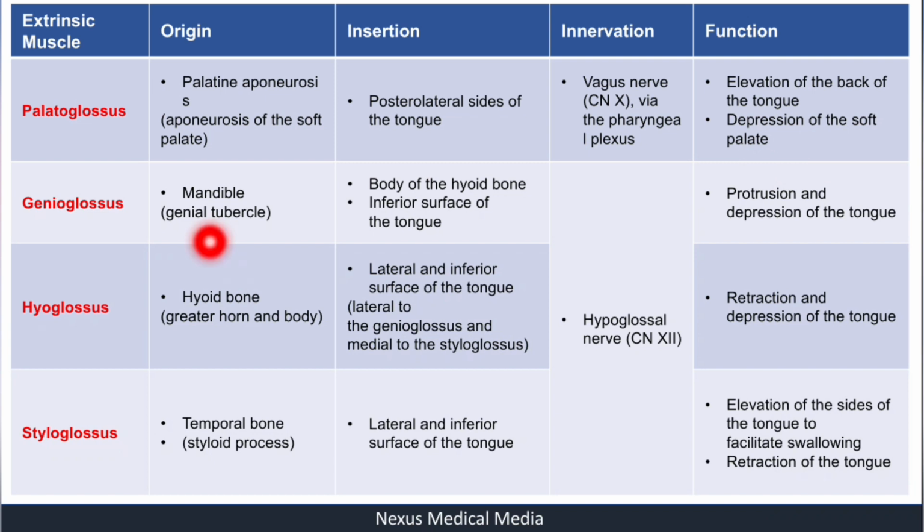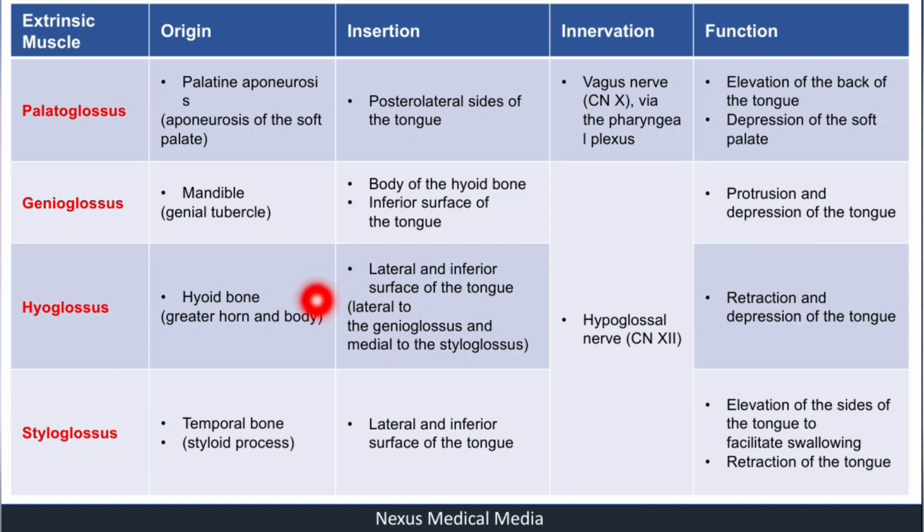Next one is the genioglossus. Origin is the mandible, in the genial tubercle. Insertion is the body of the hyoid bone and the inferior surface of the tongue. Innervation: all these muscles are innervated by the 12th pair of cranial nerve, the hypoglossal nerve. So the function of genioglossus is protrusion and depression of the tongue.